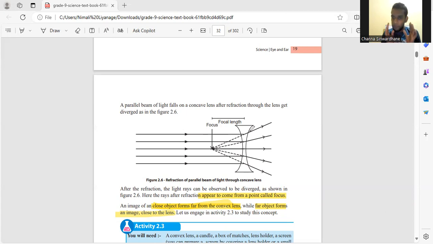They don't come back in reality, but we draw lines to see the place of their collecting.